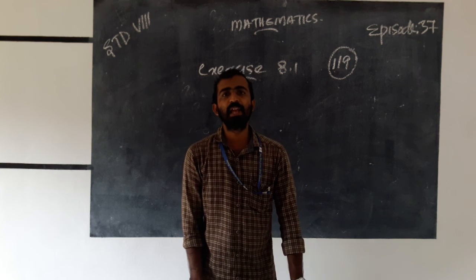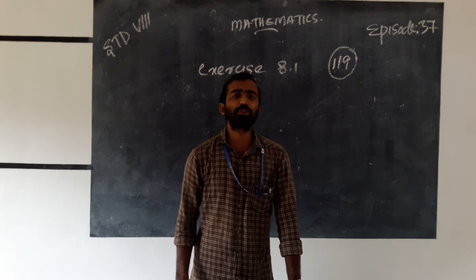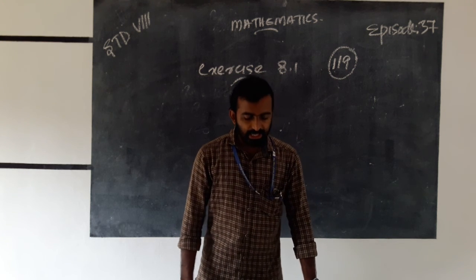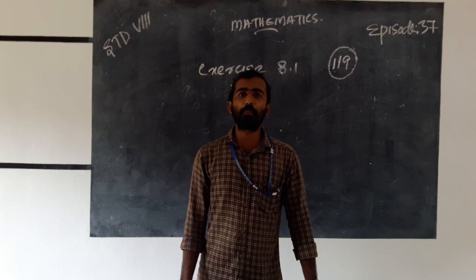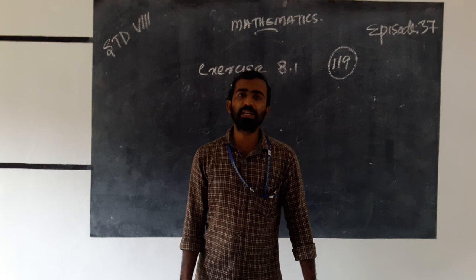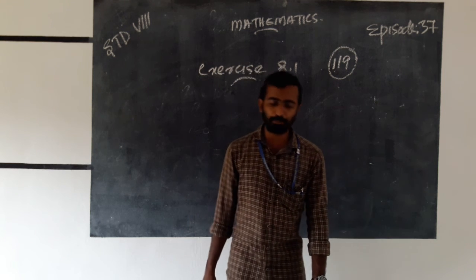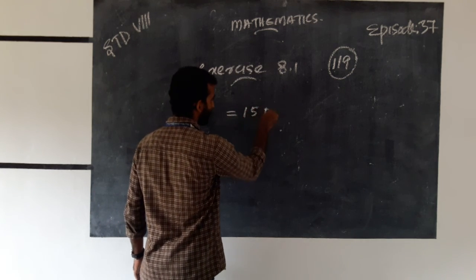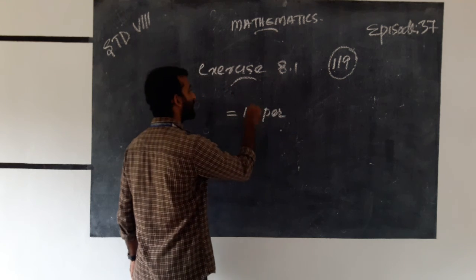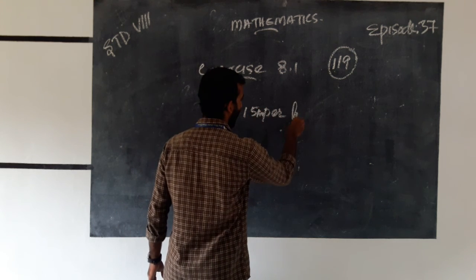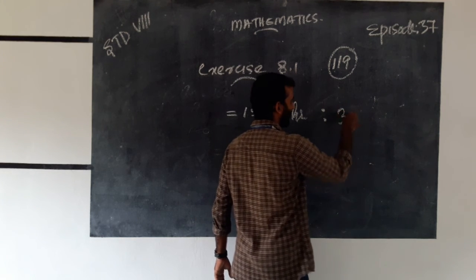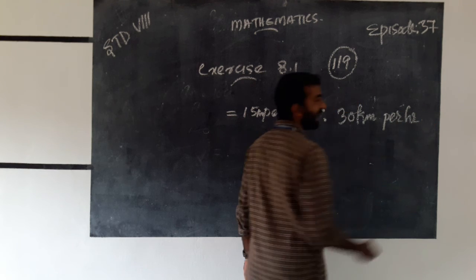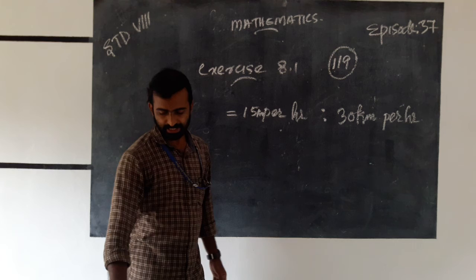Next we want to find the ratio. Then we write the ratio of the speed of cycle 15 km per hour to the speed of scooter 30 km per hour equal to 15 km per hour is to 30 km per hour. Is it? Yes.